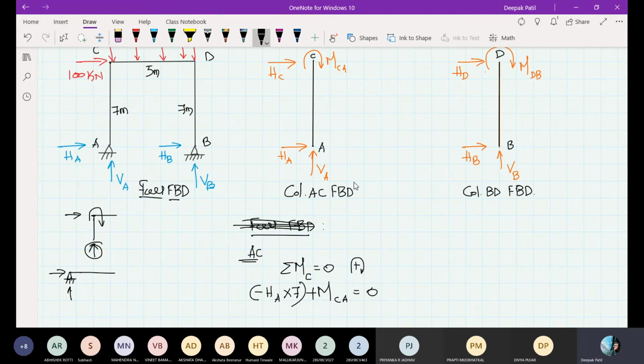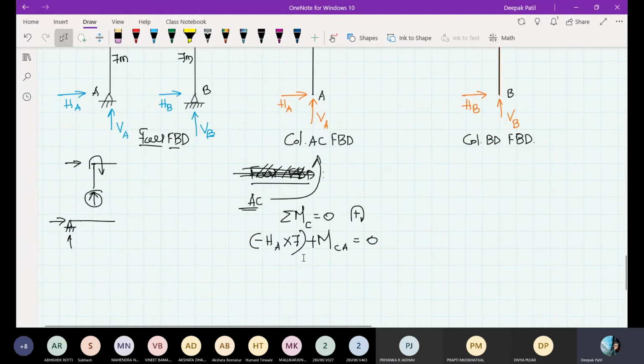Please neglect this one. Don't look at the full free body diagram. Actually, I'm talking about the column AC free body diagram. Please don't look at this one. So in column AC, the sum equals 0. Is it correct? Is it okay or not? Yes, sir.